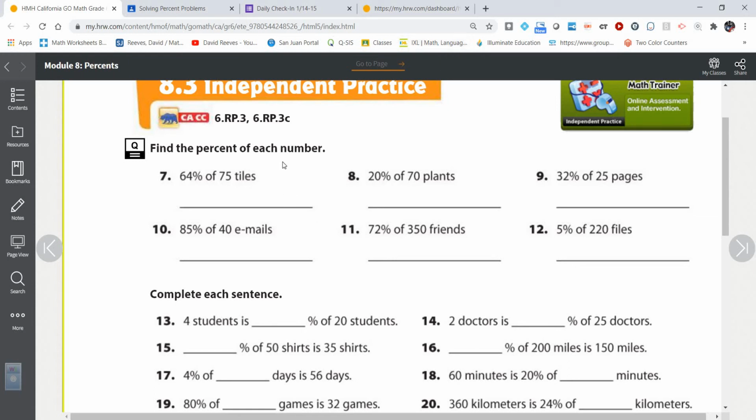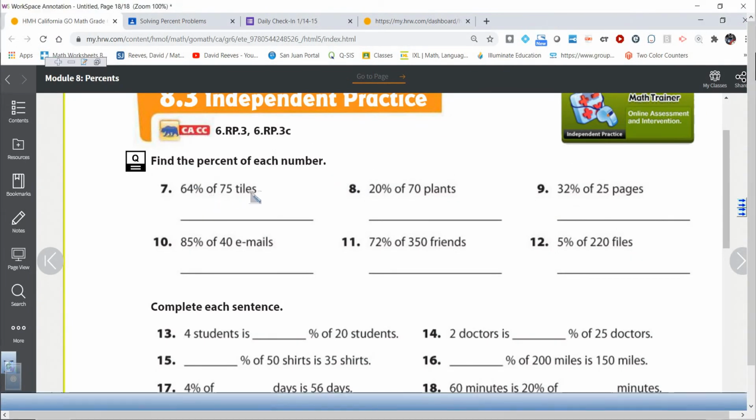Find the percent of each number. All right, 64% of 75 tiles. These are all giving us the percent and they're giving us the whole, okay? Each time you see that word of, it's an indication that whatever comes after it is the whole. So again, we're going to have two ratios. We're going to have percent and we're going to have quantity. Two ratios are going to be equal. The whole for the percent is always 100. We're going to have a part over 100 equals the part over the whole.